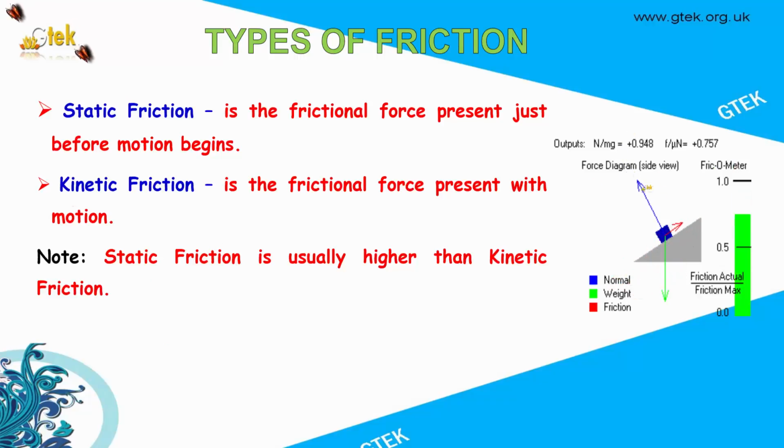This is nothing but the force diagram in terms of side view, and the blue color representation is emphasizing the normal force and the green is representing the weight and this seems to be the friction. We can calculate it by using the actual friction divided by the maximum range of friction.